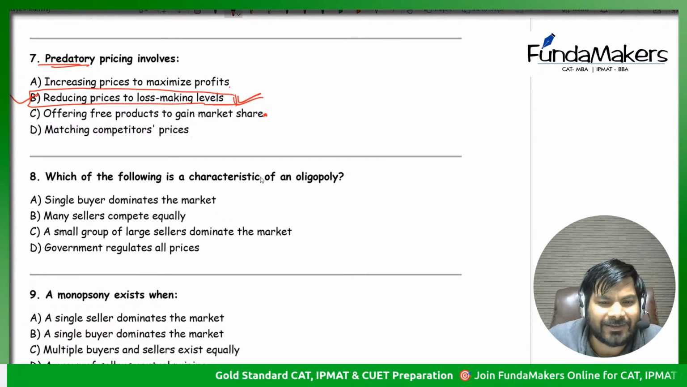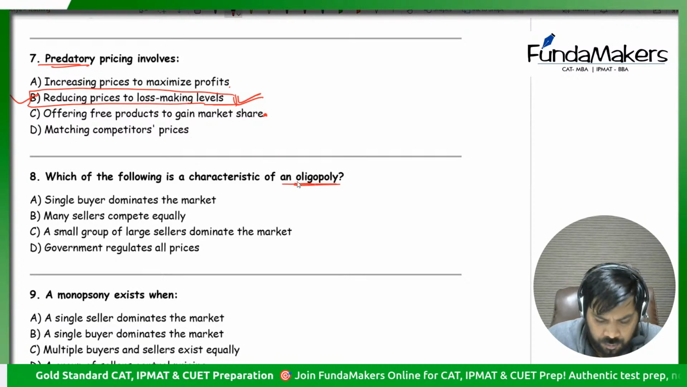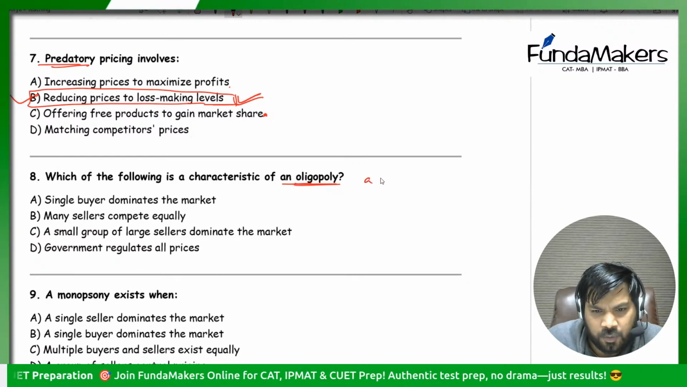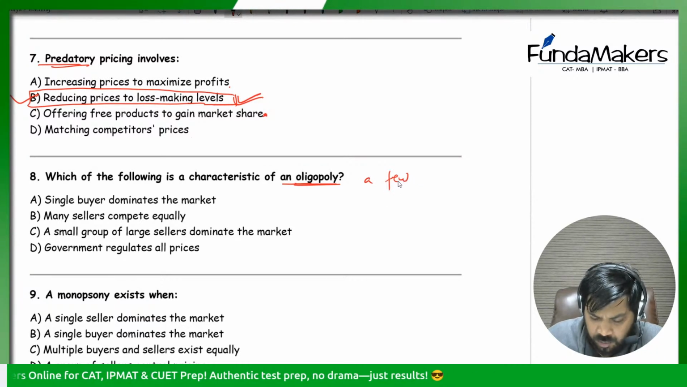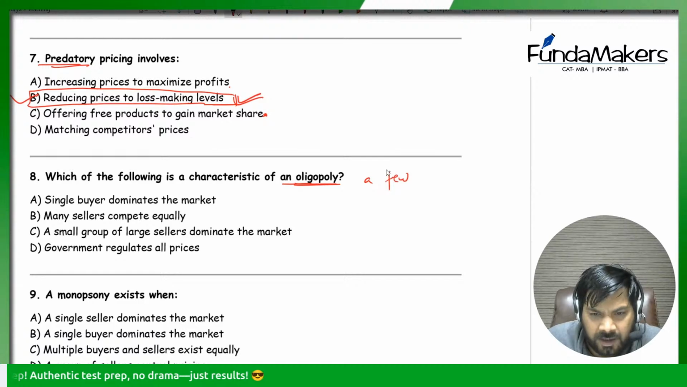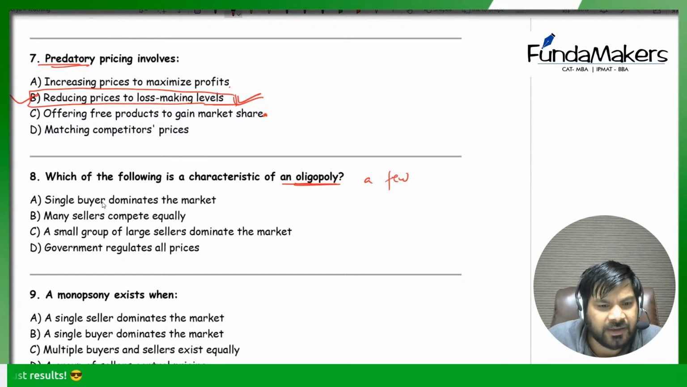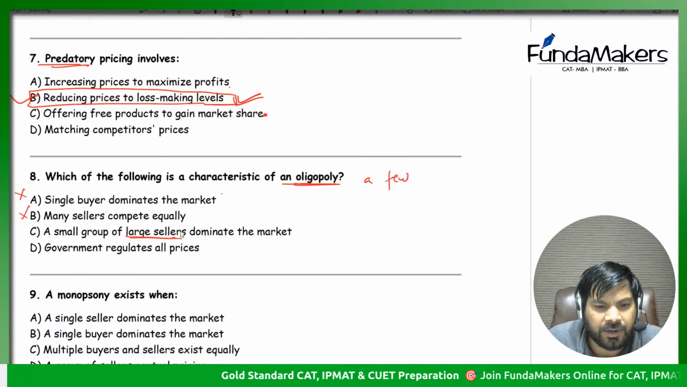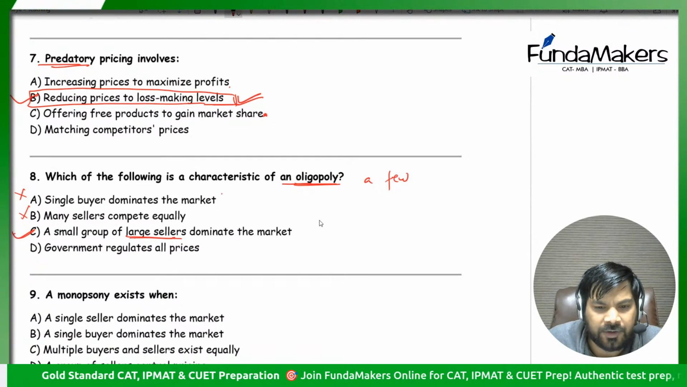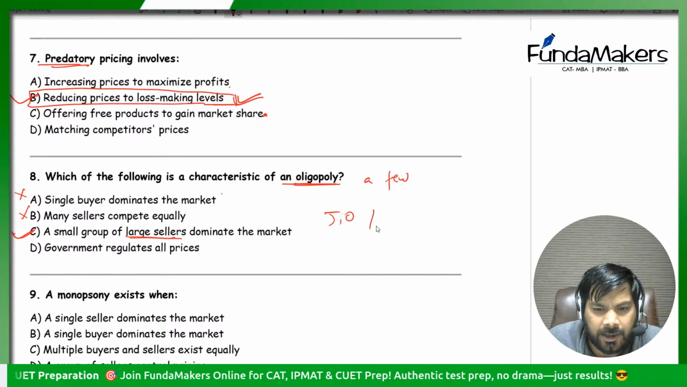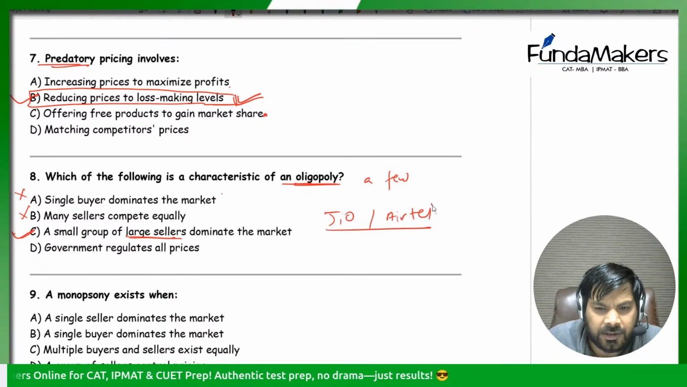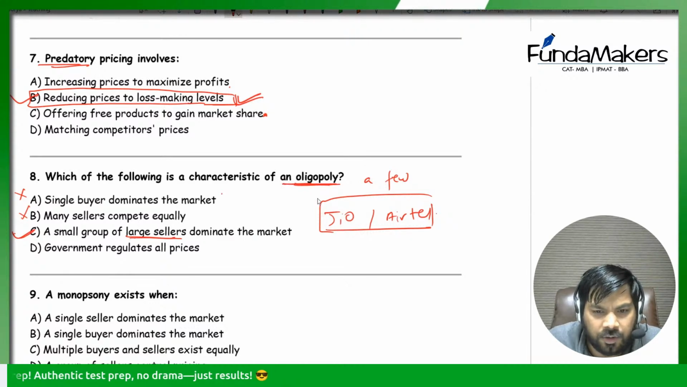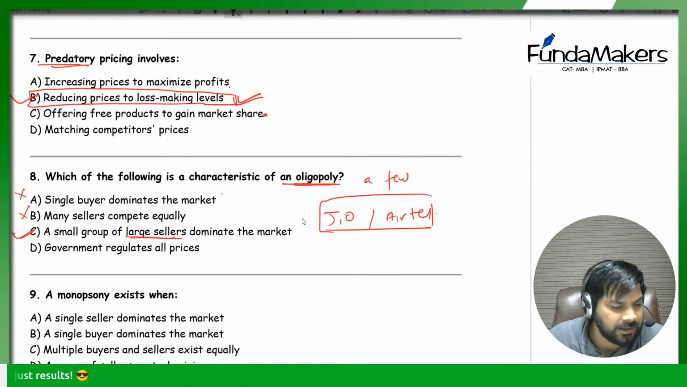Which of the following is a characteristic of an oligopoly? Now you understand what oligopoly is, right? When a few dominant people control the market. Limited competition. They control the market to an extent that there is no competition. So let's see. Single buyer dominates the market? No. Many sellers compete equally? No. Small group of large sellers dominate the market? Absolutely. Like for example, Jio and Airtel, they are dominating the market. So this is a brilliant example of oligopoly. When few big players dominate the market and they don't allow other competitors to enter the market. So the correct answer should be C.